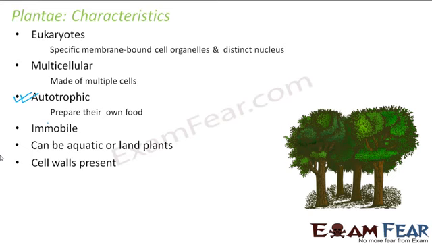So in a plant cell, in addition to the cell membrane, you also have a cell wall which ensures even more protection to the plant cells. So talking about the cellular structure, the plant cells have a cell wall. They have distinct membrane-bound cell organelles and a distinct nucleus. These are some of the very basic characteristics of organisms which fall under the plant kingdom.